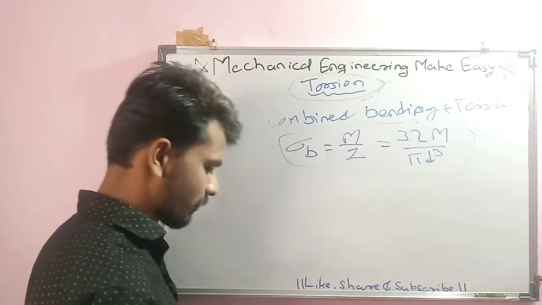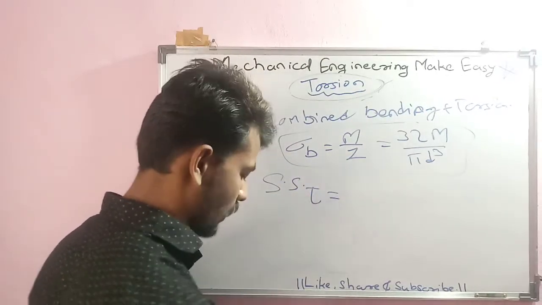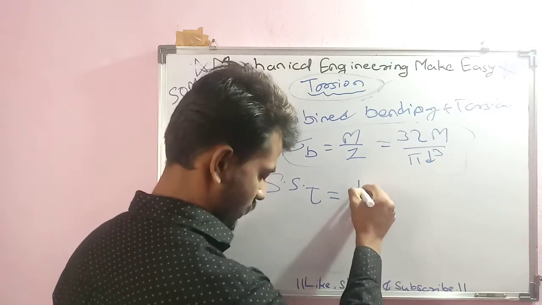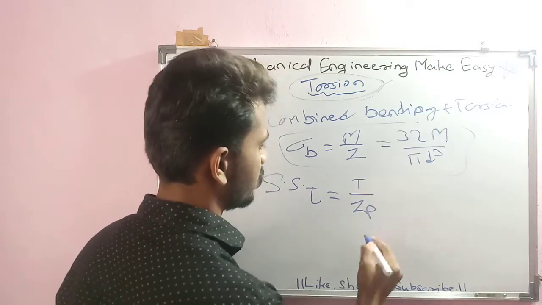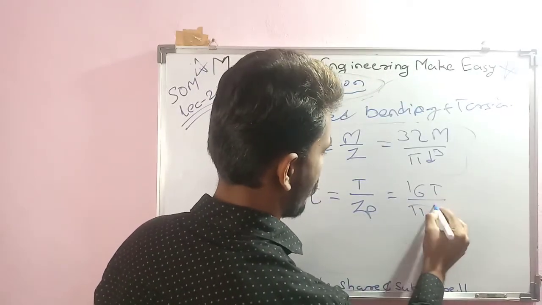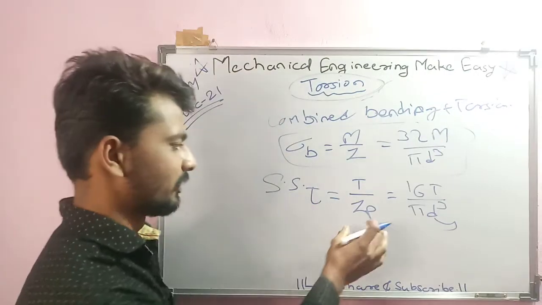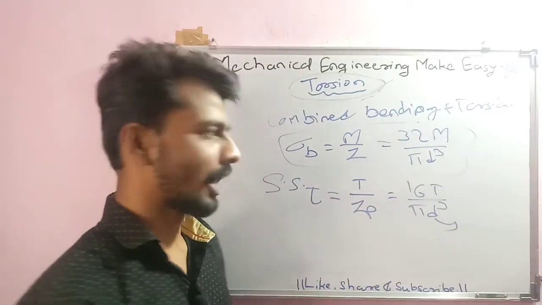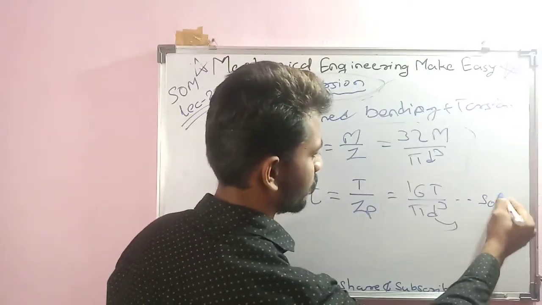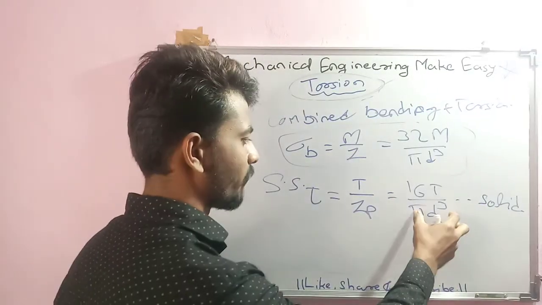Then next is shear stress. Shear stress is denoted by tau, and it is again T upon Zp, which is equal to 16 T upon pi d cube, where d is the diameter. This Zp will change. I have taken it here for a solid shaft. If there is a hollow shaft, then the Zp value will change.